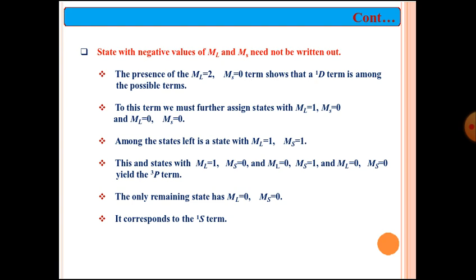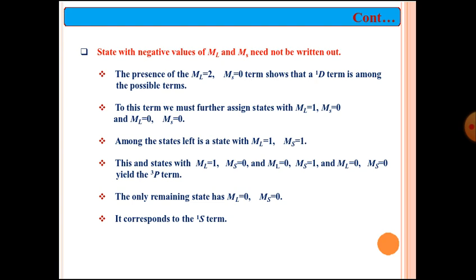States with negative values of ml and ms need not be written out. The presence of ml equal to ms equal to 0 in the term shows that the first D term is among the possible terms. To this term we must further assign states with ml equal to 1, ms equal to 0, and ml equal to 0, ms equal to 0.